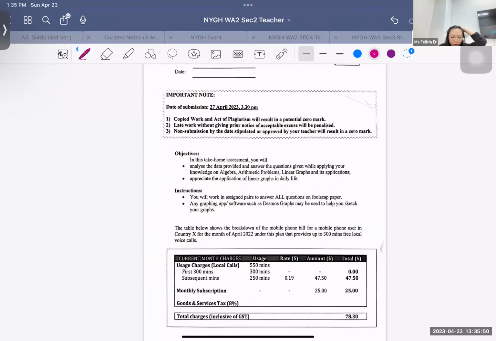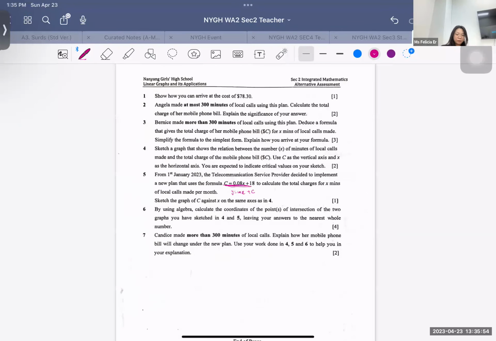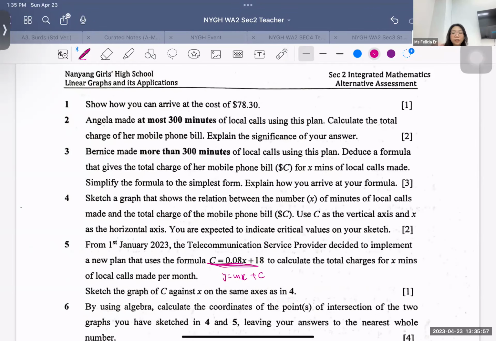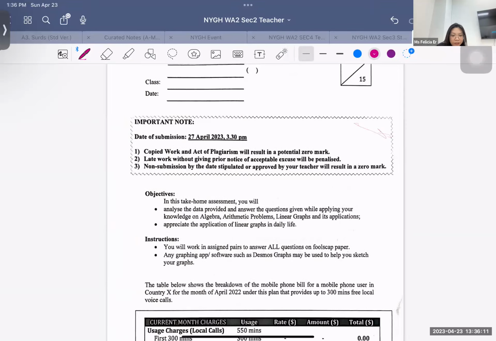Okay, so let's start off with the first question. The first question is asking you guys to show how you can arrive at this cost, $78.30. This question is a 1 mark question, so naturally, when you see 1 mark, you would expect there's not much working to be done. So it's pretty straightforward. And take a look at what they mean by $78 in the question.